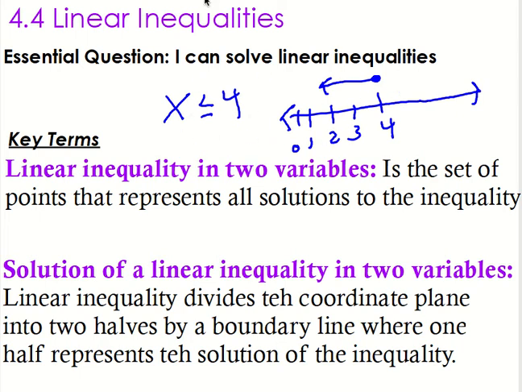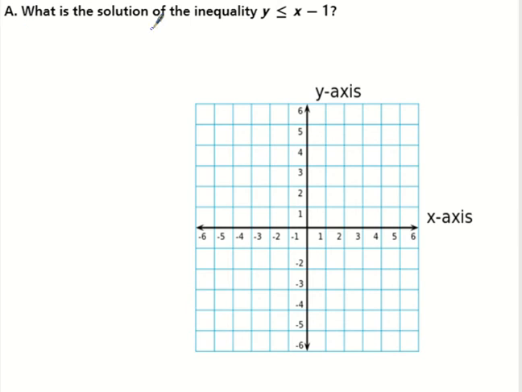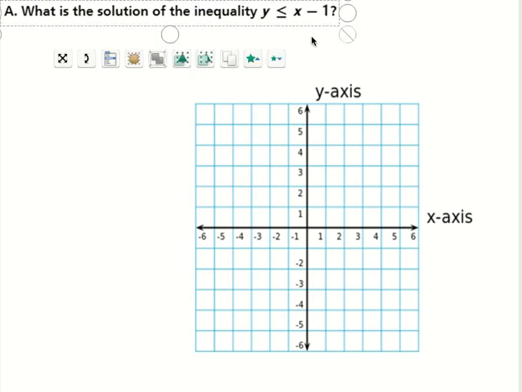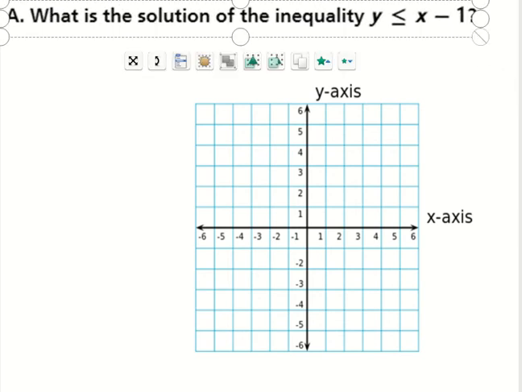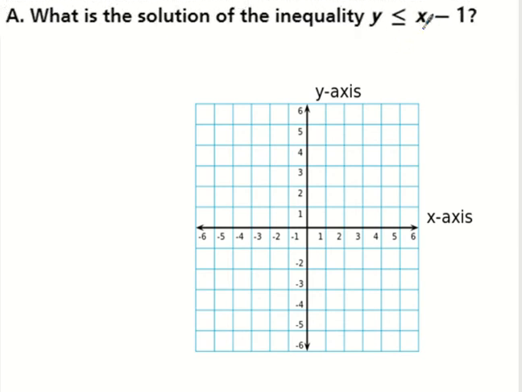So when we are working with linear inequalities, our solution is actually going to be a graph that's going to show the solution and show all the values that are possible values for both variables x and y. Let's just get to it so you can see what I'm talking about. So here I have a linear inequality. Okay, this is y is less than or equal to x minus 1.